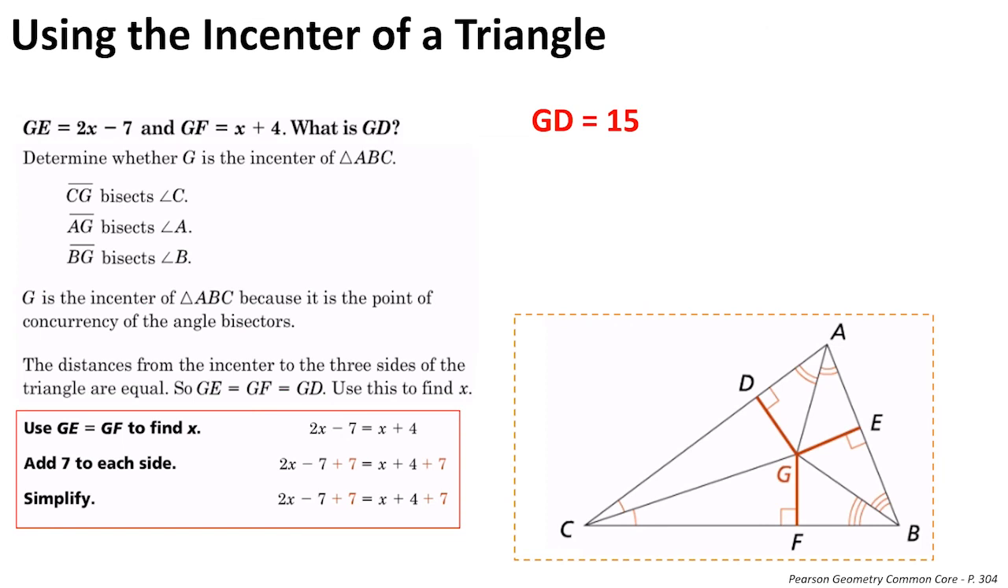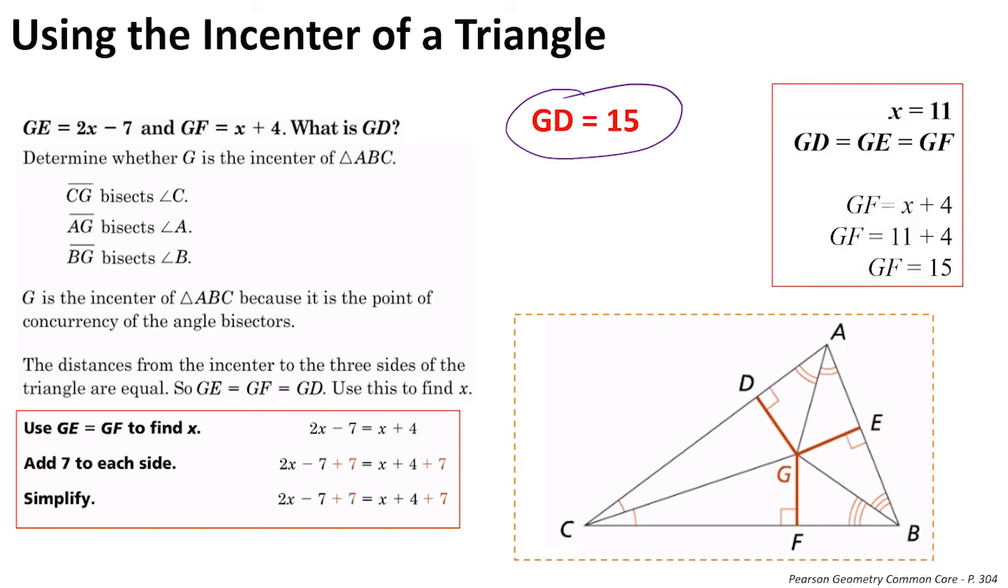All right, so hopefully you got it correct. GD is 15. So you would simply set those expressions equal, and you will get x is equal to 11 once you set those expressions equal here. And since GD, GE, and GF are congruent, you could plug it into either GE or GF. We plugged it into GF here. And so if x is 11, 11 plus 4 will give us 15. So since all of those sides are equal, that would make GD 15 as well. So hopefully you got that correct.